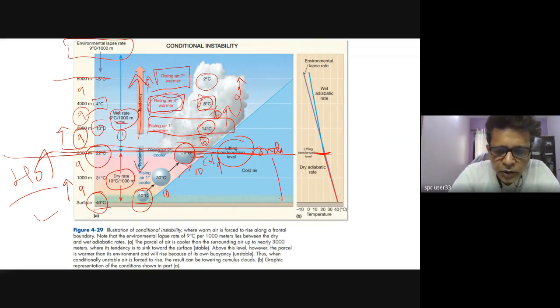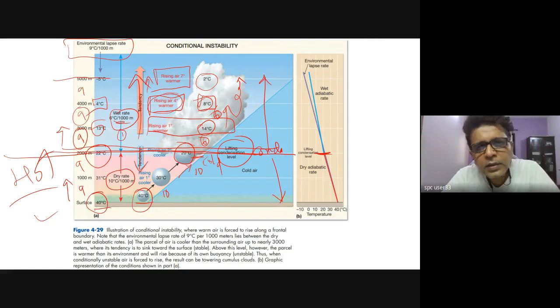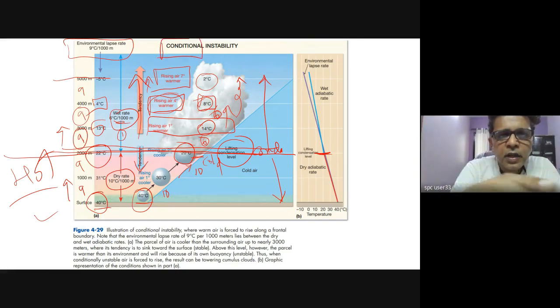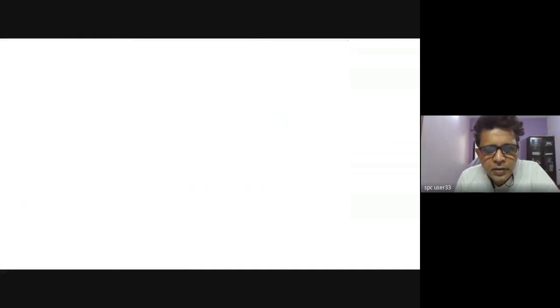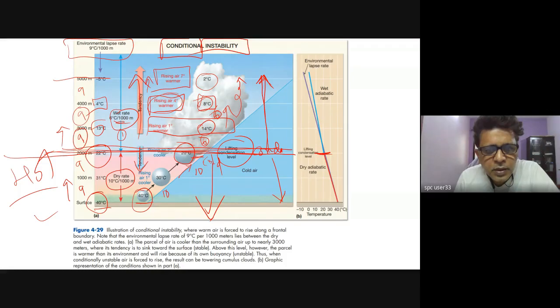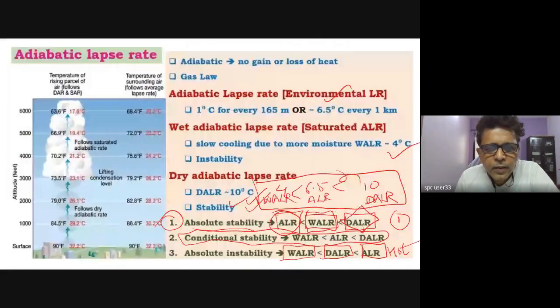Initially, the tendency was going down. After a peculiar condition has taken place, it goes up from here. This is called conditional instability. A condition has developed, and till here the tendency was to go down, but after that condition develops, instability comes up, and after which it starts rising. So this condition is called conditional instability. So these are the 3 conditions in your syllabus that we are supposed to be doing.